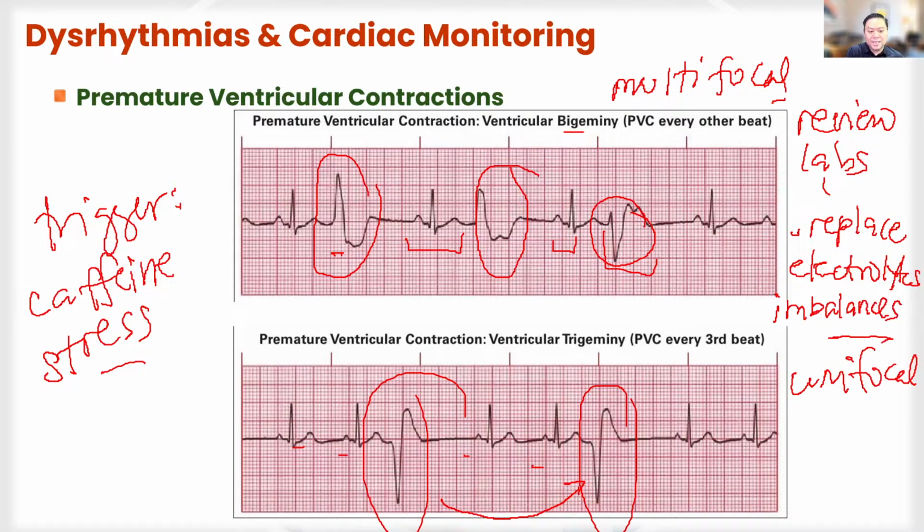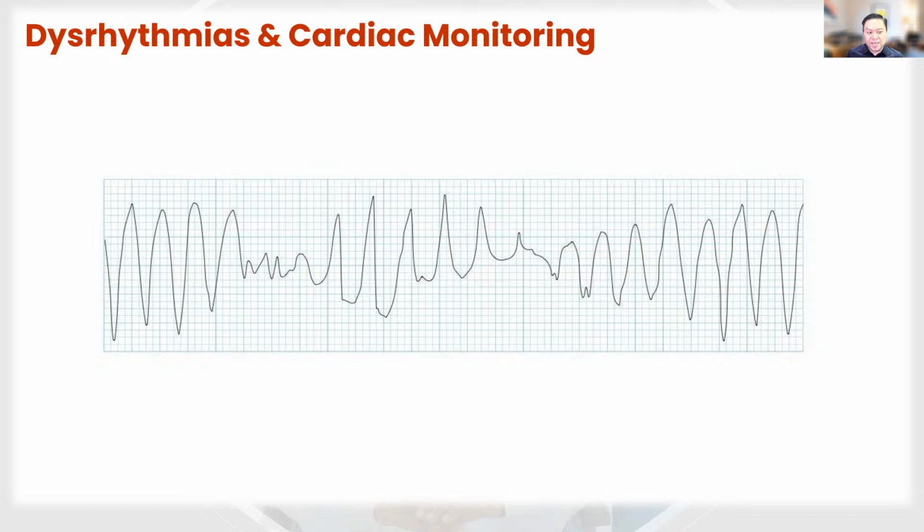All right. Now, again, I've said earlier that if the PVCs are occurring more than 5 to 6 in a minute, you need to notify the medical provider right away, because this is now an ominous sign that your patient probably would go into ventricular tachycardia. So make sure you notify them and treat the cause.